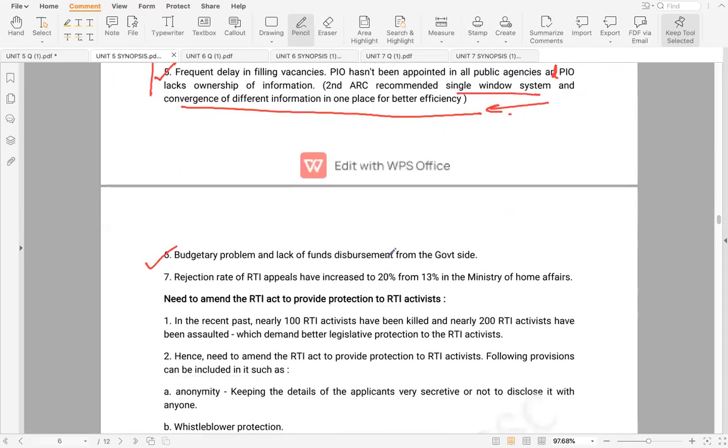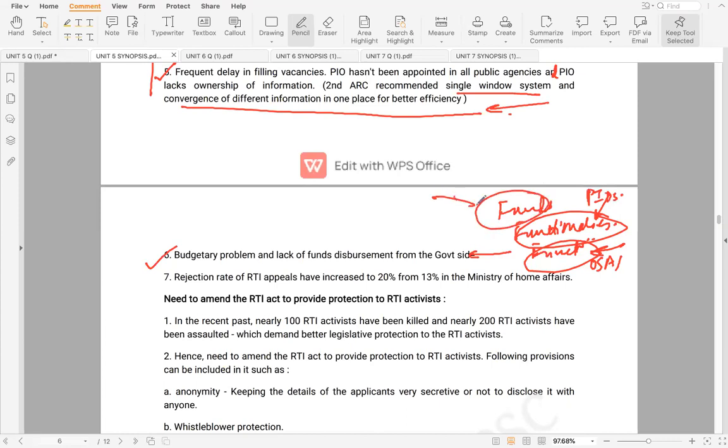Budgetary problem and lack of funds disbursement from the government side. So government always has funds, functionaries, and functions. In terms of functions, although the act has been laid down, we are not fully abiding by it in terms of official secrets, etc. Functionaries, we do not have enough PIOs, they have not been appointed, etc. Funds, we are not giving out enough money. So we can make three points out of these three.